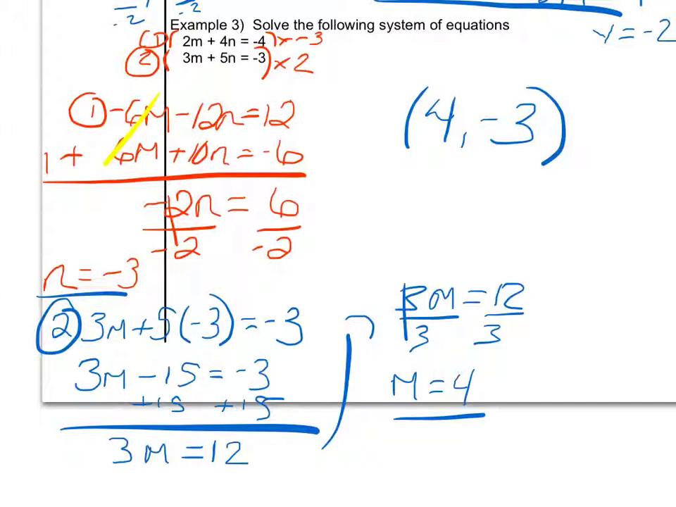And that is the last example for elimination. So remember, substitution, it's easy to get a variable by itself, or there already is a variable by itself. Elimination, they're in standard form. So x and y are on the same side, and we get opposites by multiplying and then add our equations together.